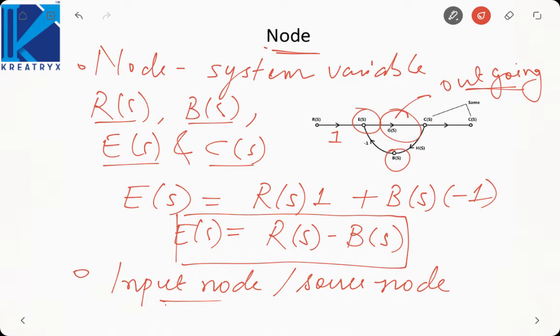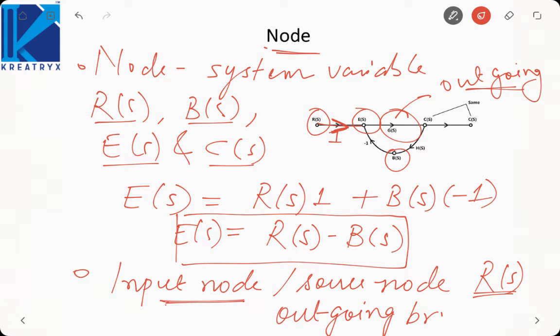Okay, input node is something where there are only outgoing branches. Like here, if you see RS, there is only one branch that is outgoing. So the node that has only outgoing branches and no incoming branches will be called an input node. So here RS is the input node, only outgoing branches.